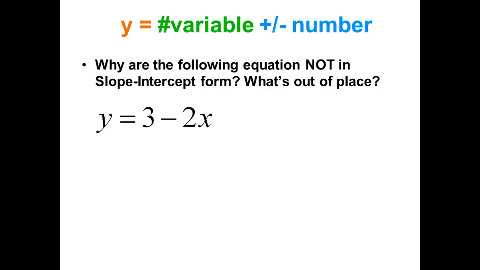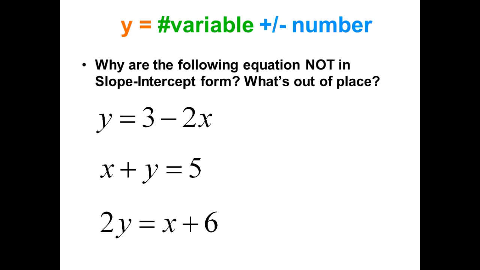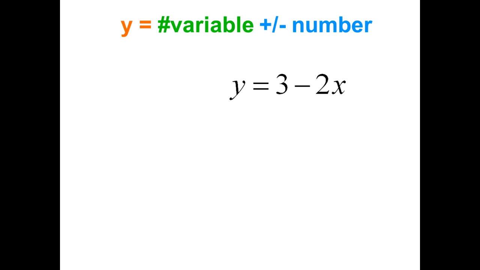Now the question is, what if it's not in that format? Like this one. This is not in that format. Can you see why? Use the model at the top to help you out. Is it y equals a number variable plus or minus some number? No, this is not. Neither is this. It's not y equals. Neither is this. So how can we take each and every one of those and put them in the correct format so we can easily graph it?